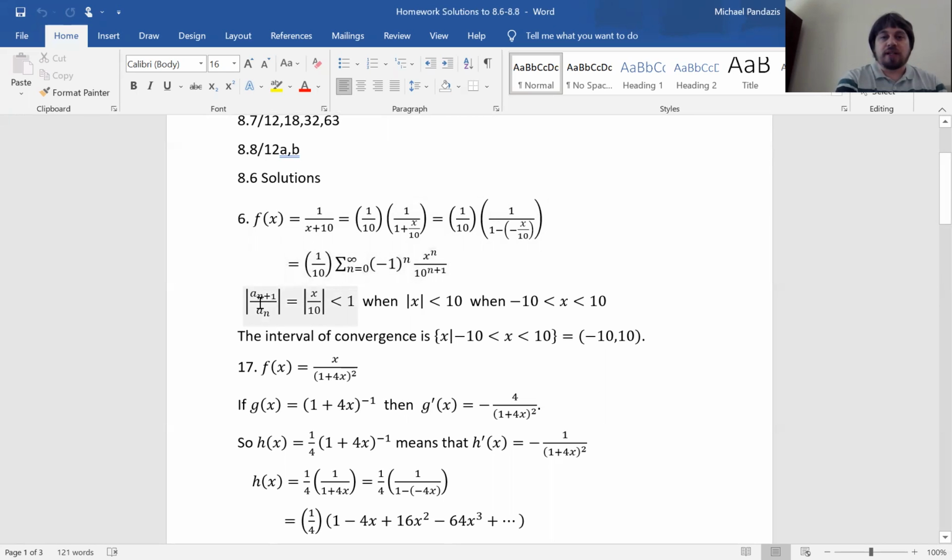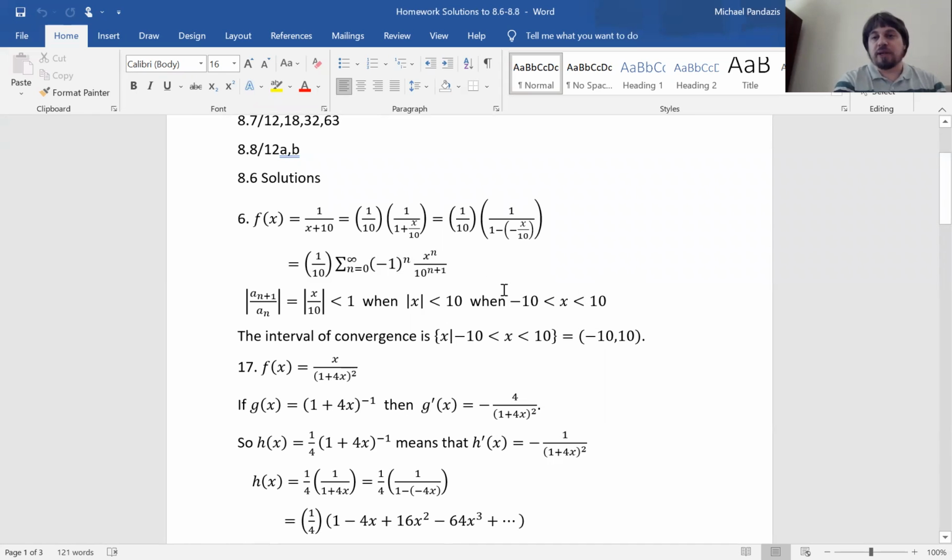Now take the absolute value of a sub n plus 1 over a sub n. You get the absolute value of x over 10. Set that to be less than 1. And that happens when the absolute value of x is less than 10, which is x values strictly between negative 10 and 10.